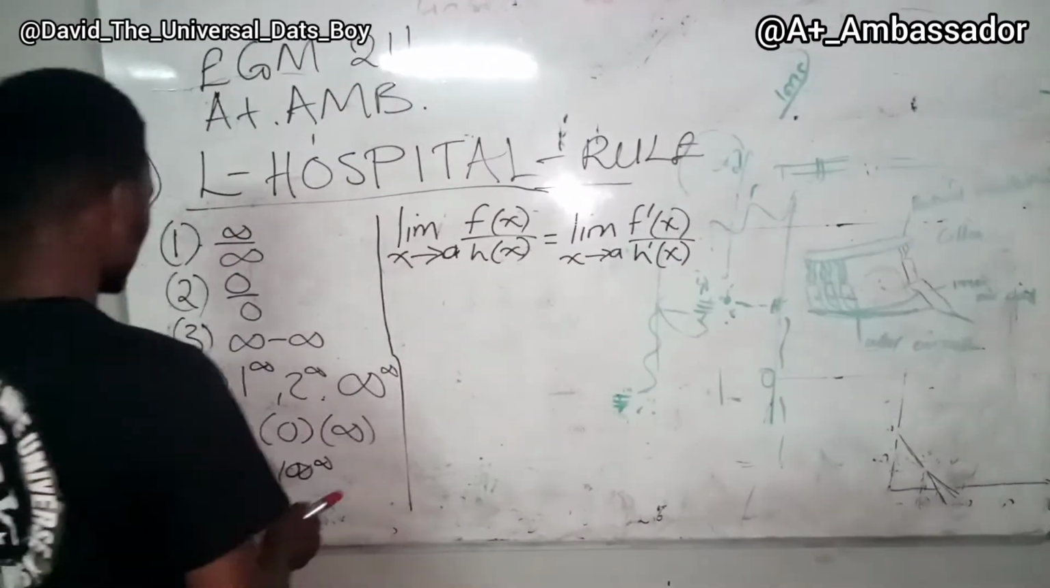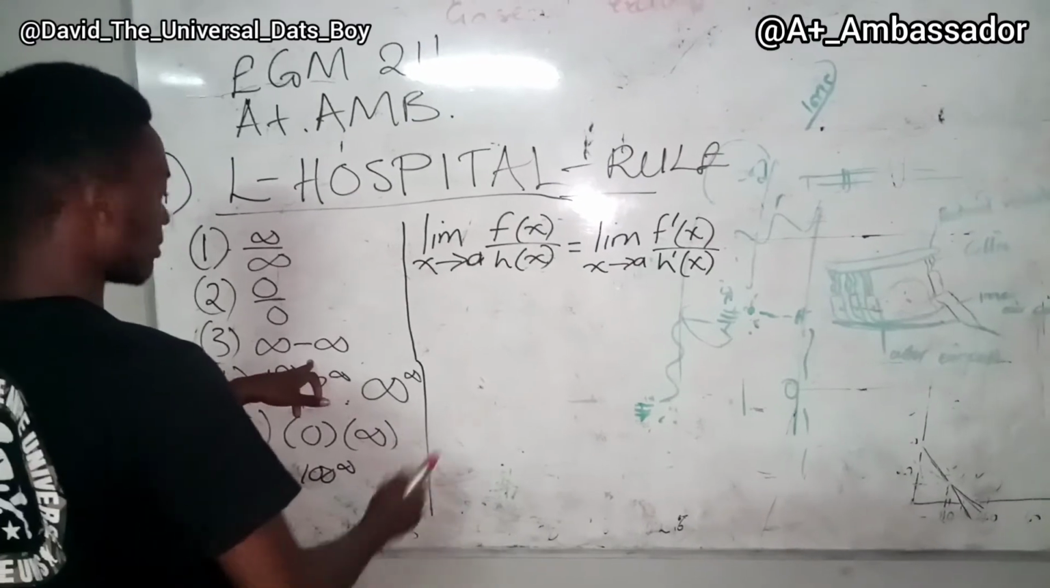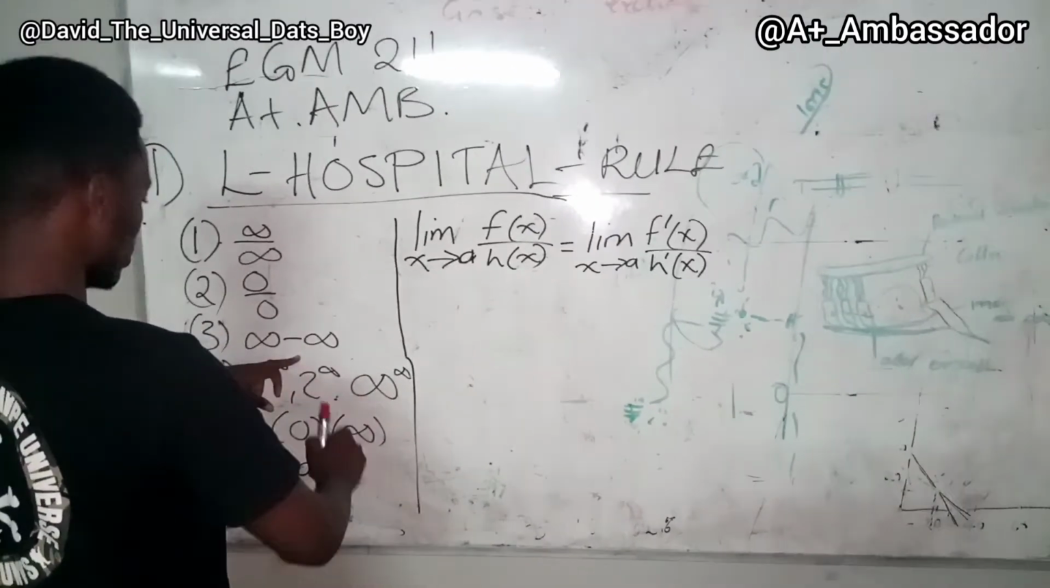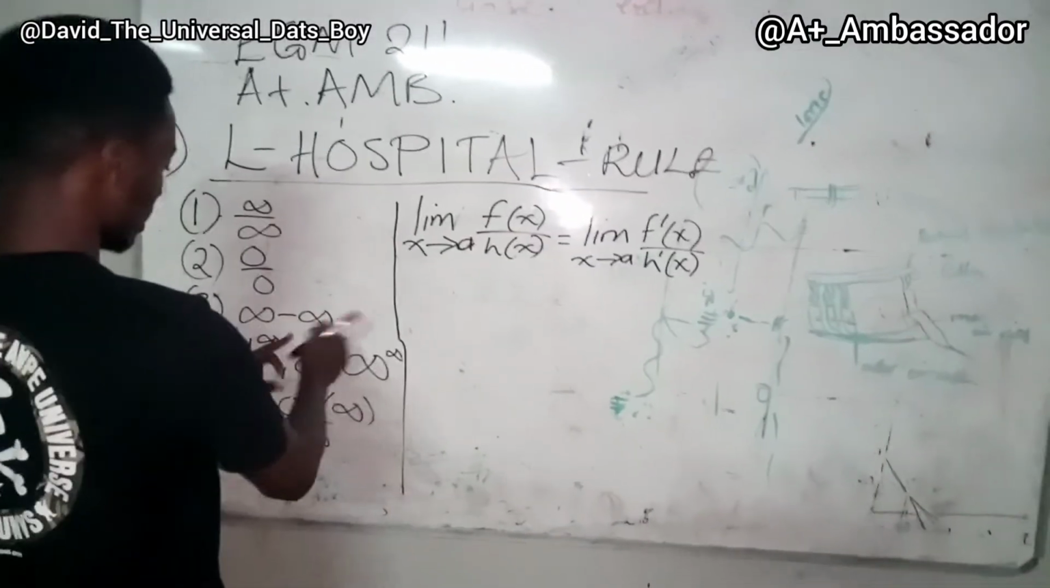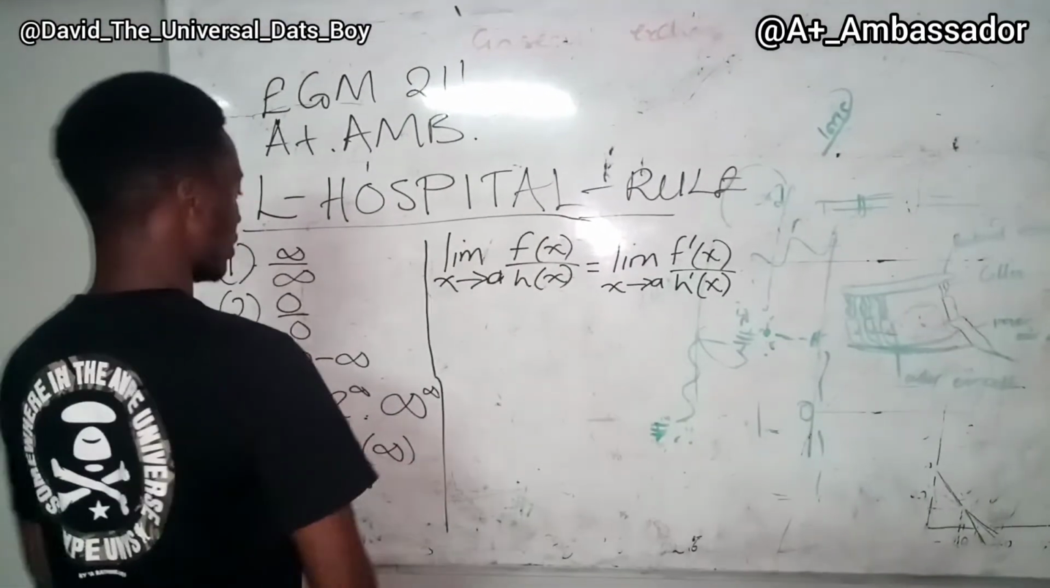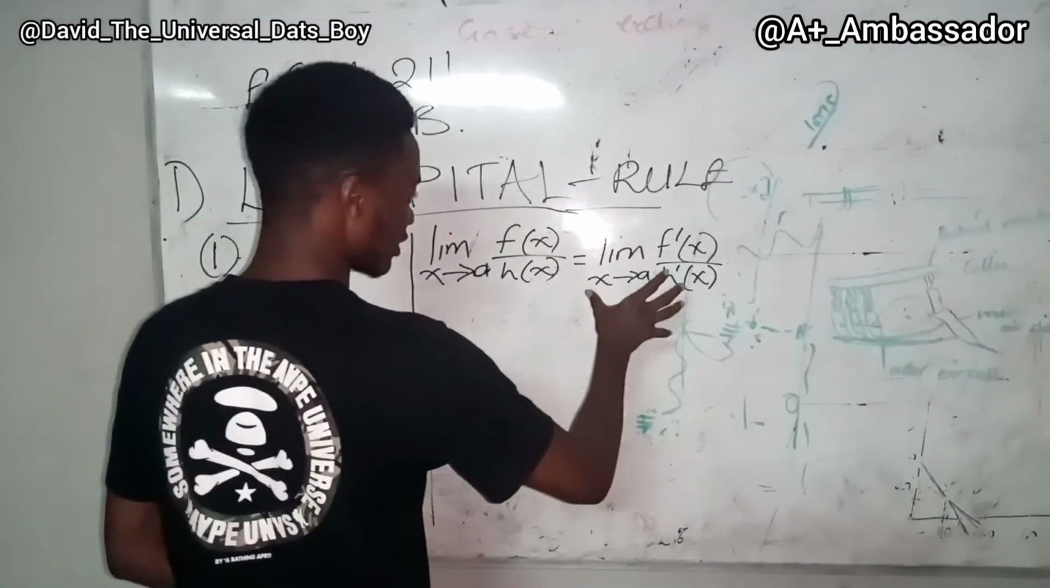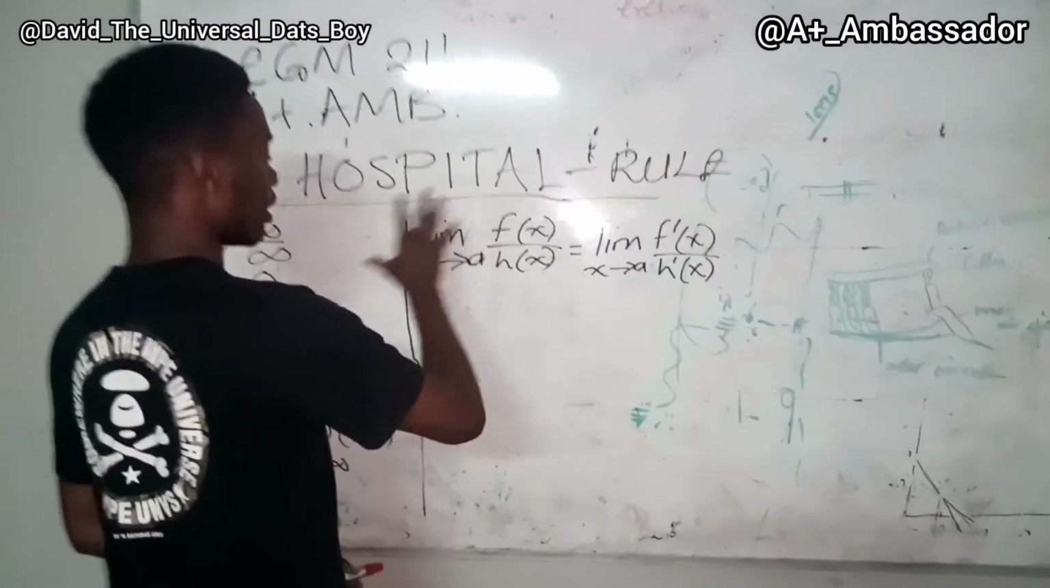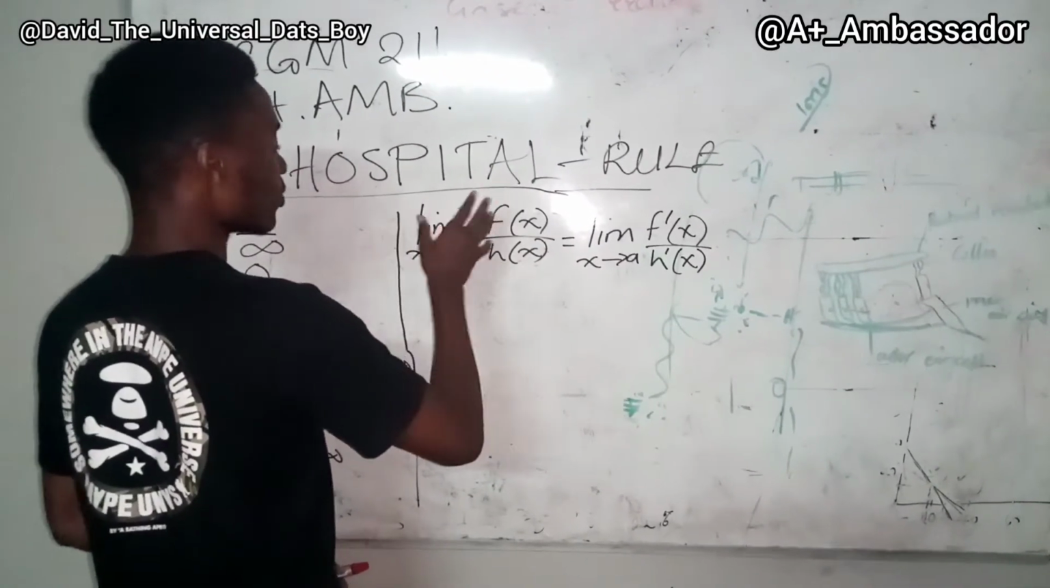Now the problem comes in when you have things like this, and I'm going to show how you can manipulate the rule when you have things like infinity minus infinity, or 0 times infinity. You're going to manipulate it in such a way that it becomes a quotient and you can actually apply the rule, because the rule only works for quotients.